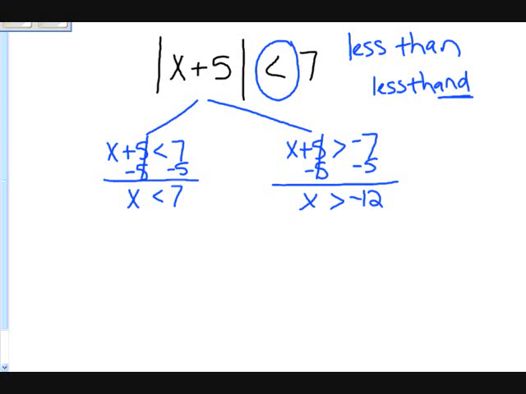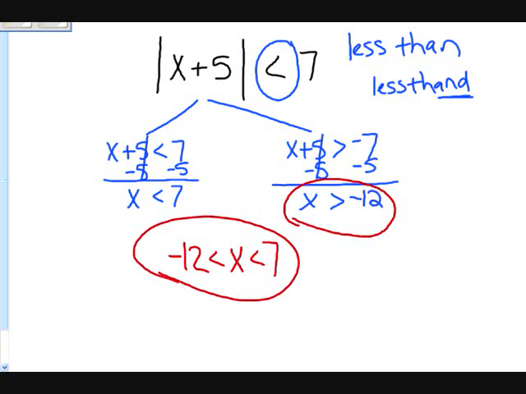So what we're going to do is take our smallest one. Now, the one that's the smallest should be the one that has a greater than symbol. We're going to take that one and flip it. And this gives me negative 12 is less than x. And then we're going to take the other one, and we've already got the x there, so we're just going to move the less than 7 right next to it. And this is our final answer right there.